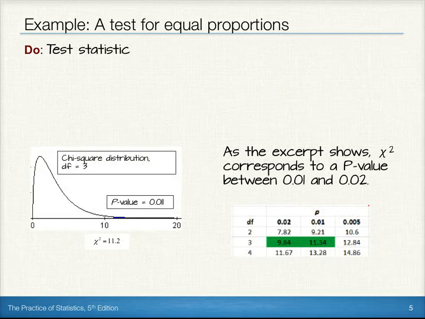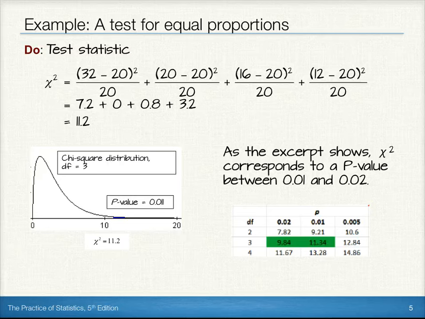Now, to perform the test, we'll have to calculate our test statistic. As we saw in the last example, we'll calculate observed minus expected squared over expected for each of the components, add up all of those results, and we get a chi-square value of 11.2. Now, as the excerpt shows here, chi-square of 11.2 corresponds to a p-value between 0.01 and 0.02. In the chi-square table, we have to look at 3 degrees of freedom because we had 4 different components we were looking at, and we see that 11.2 falls between these numbers, meaning the p-value is between 1 and 2%.